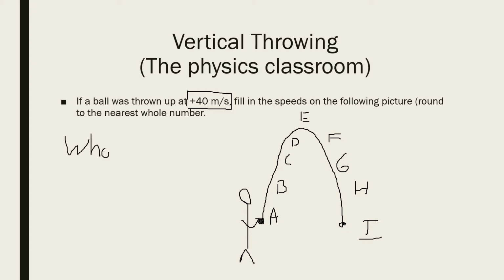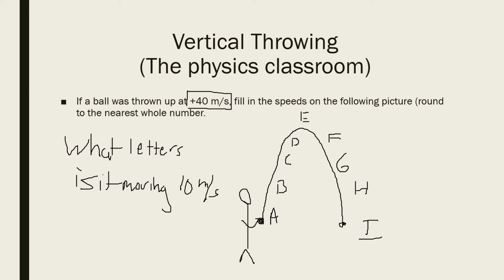What letters, and we're still rounding to the nearest whole number, what letters is it moving, I'll say 10 meters per second. And because I say 10, I'm not talking positive or negative. I'm just talking about a speed. So let's think about this. There's going to be 2 correct answers.